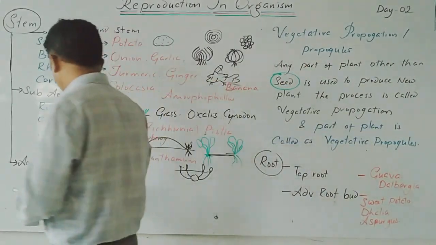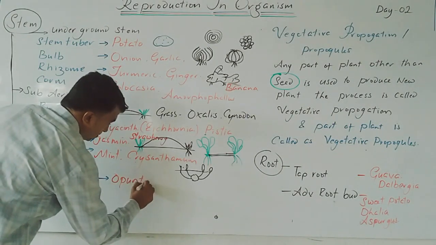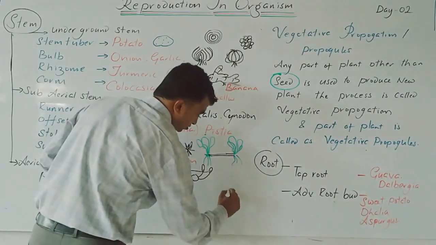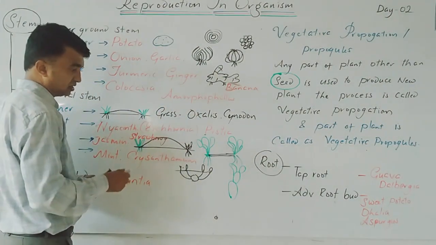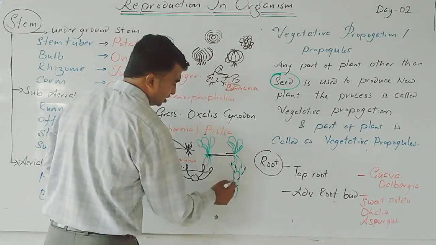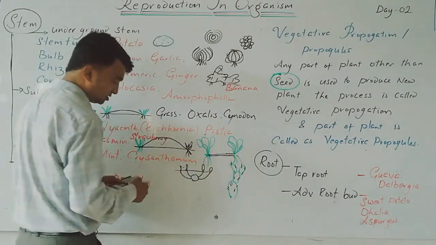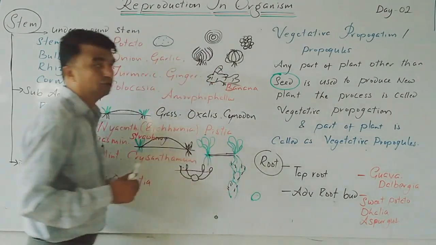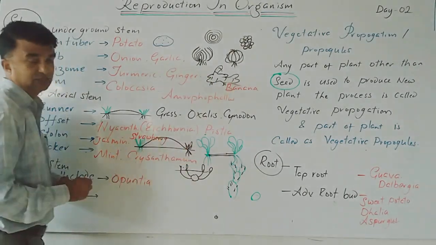So first one is a phylloclade. Example, opuntia. Opuntia means when you take the cactus, this is a phylloclade. It is a stem modification. Just above that one, the spines are there. So these are the needle-like structures, which are the leaf modification. Whenever this phylloclade cuts and falls on the ground, sometimes the buds present will develop into a new plant. Clear? So the buds which are present on the phylloclade are used as a vegetative propagule.